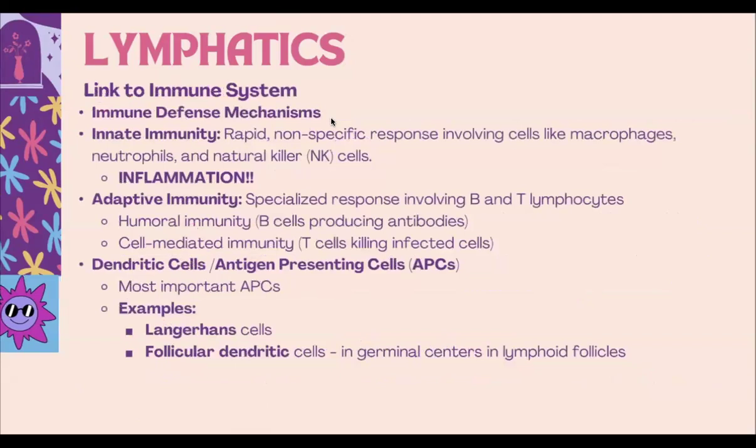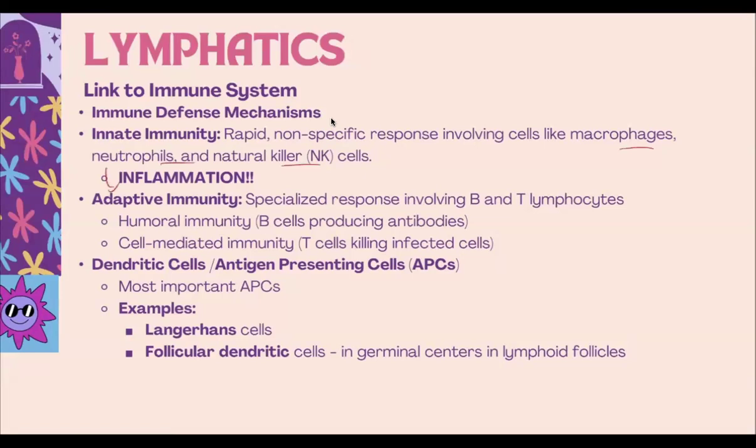I think this should be the last slide. This is linked to the immune system, just a summary of it; you definitely know more of this through HLS. You have innate immunity and adaptive immunity. Innate immunity is not specific, it's really fast, it's at the very start, and it usually involves cells like macrophages, neutrophils and natural killer cells. Innate immunity plays a bigger role in inflammation.